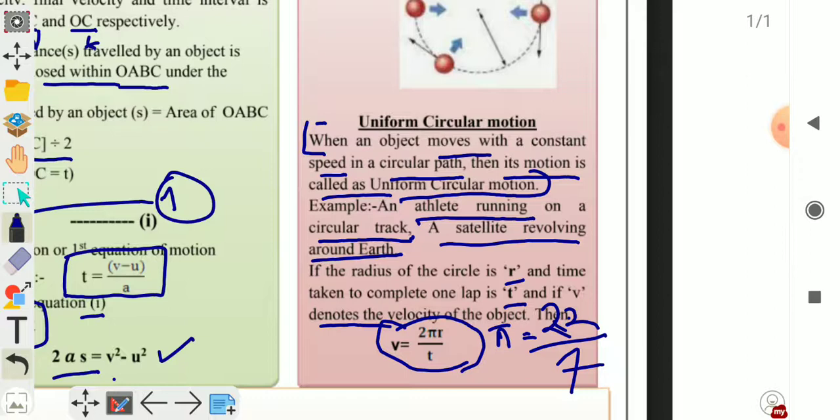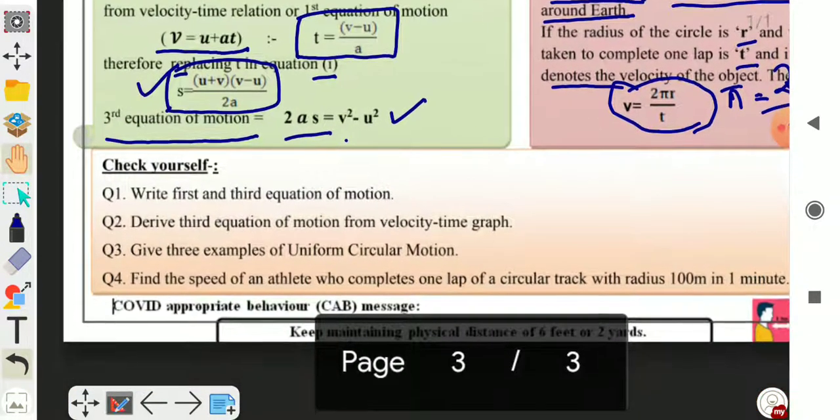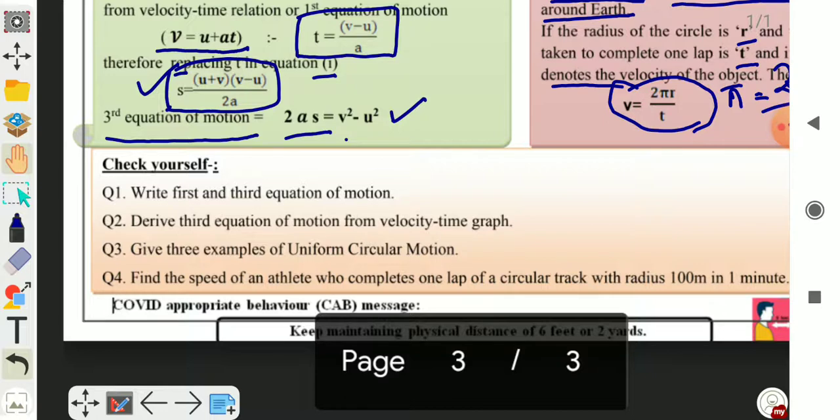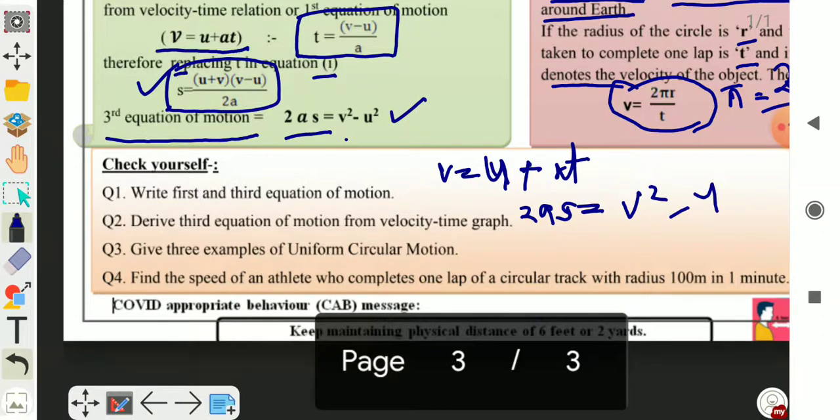Now we will discuss question answer. First question is, write the first and third equation of motion. So the first equation of motion is v equals u plus at. And the third equation is 2as equals v square minus u square.